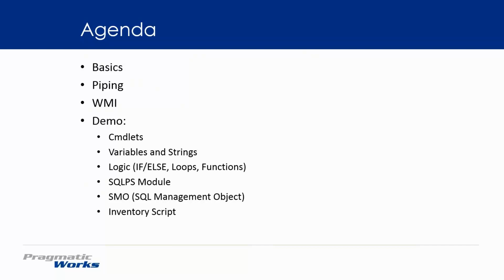And then finally, I've kind of broken my demo into various sections. We'll have commandlets, variable strings. We'll cover how to do logic, so if, else, loops, functions, those kind of things. We'll cover the SQL PS module and the SMO, which is the SQL management object. Those are both different ways to access SQL Server. So it's kind of a preference on which way you want to use, so we'll just show you how to do both. And finally, like I mentioned, we'll tie it all together in an inventory script that will tie bits of SQL Server, bits of WMI together, and produce an Excel file that will kind of document our environment.